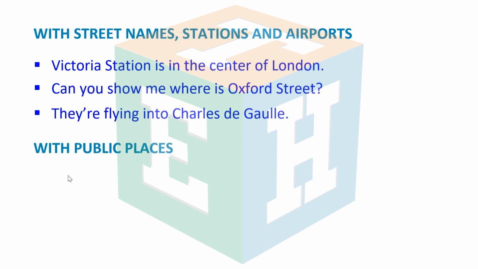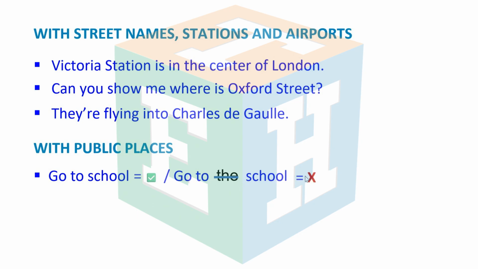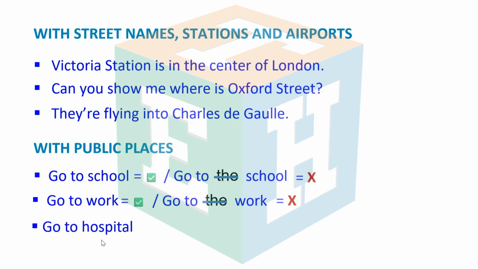With public places. Go to school. This is correct. Go to the school. This is wrong. Go to work. This is correct. Go to the work. This is wrong. Go to hospital. This is correct. Go to the hospital. This is wrong.